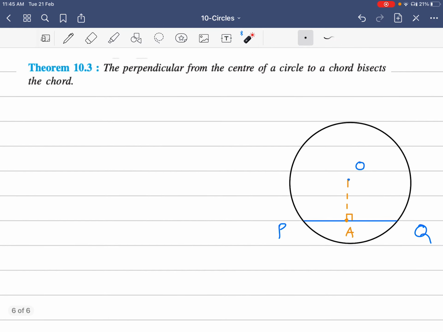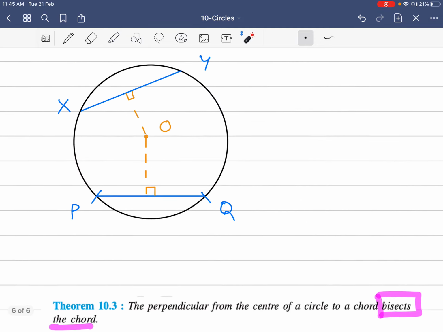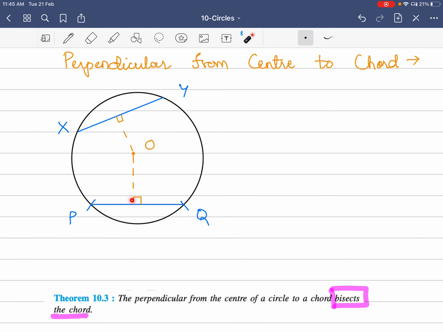Yes. Now let's read the statement. The perpendicular from the center of a circle, so this is the center of a circle, to a chord, so this is to the chord PQ, bisects the chord. So I'm going to highlight this keyword, bisects the chord. That is an interesting property of a perpendicular which you draw from the center towards the chord. So if you see this above figure, this will bisect the chord at this point.